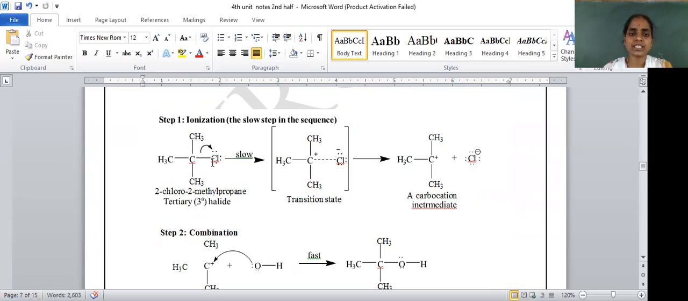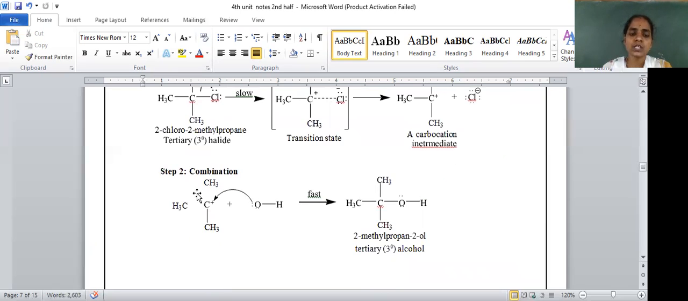Chlorine is the leaving group, and before the formation of the product, a transition state is formed. That is why I indicated the leaving group with a dotted line. The chlorine leaves, taking the electrons, and is liberated as Cl minus, forming the carbocation, which is the intermediate.